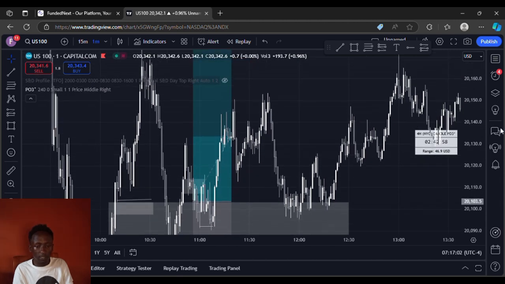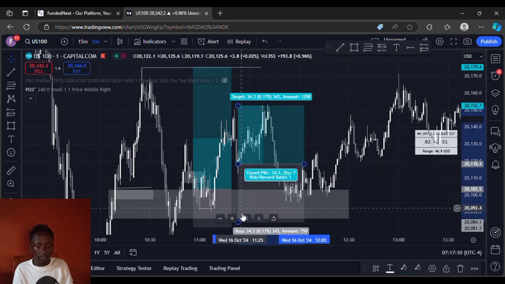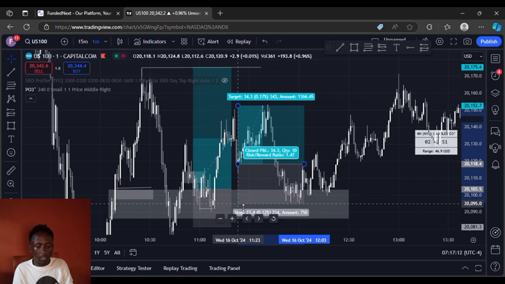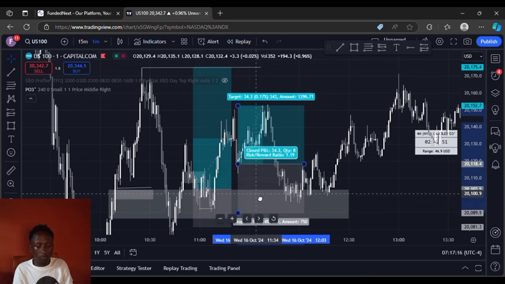I also took another trade over here. I took another long position over here. I put my stop loss at this protected low, at this turtle soup low.